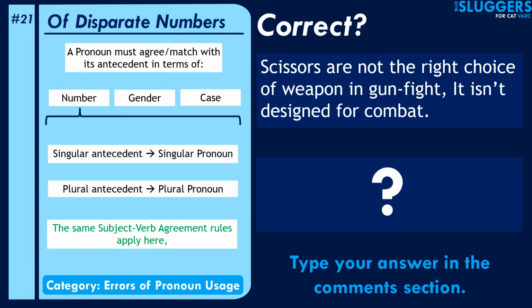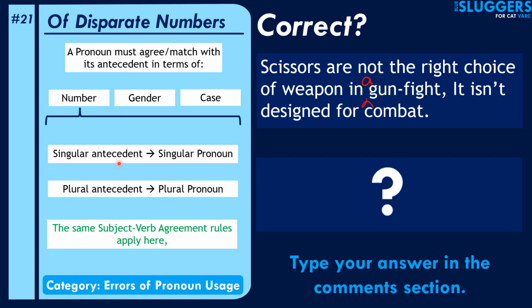Now you guys can try to look at this example by yourself. Scissors are not the right choice of weapon in a gunfight. Please excuse that, I'll just correct it: in a gunfight, it isn't designed for combat. Don't assume that I've corrected all the errors. You're still supposed to figure out if this sentence is correct, and if not, let me know in the comment section what the correct version of the sentence should be.